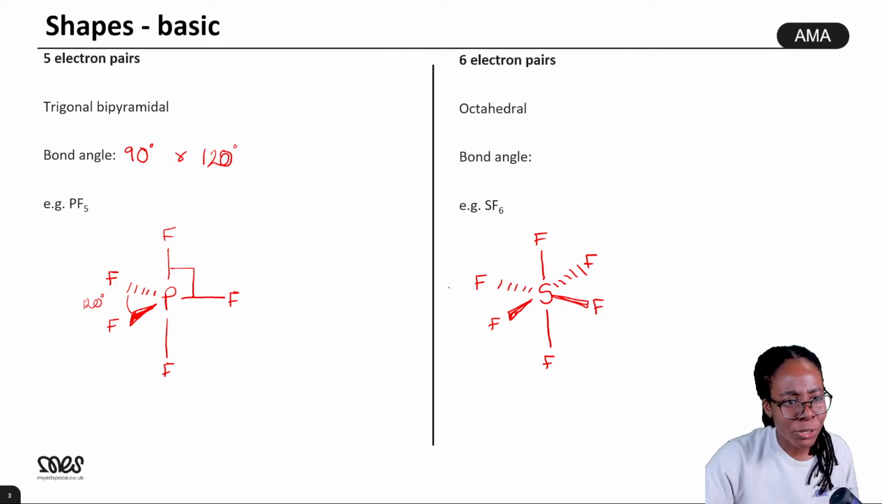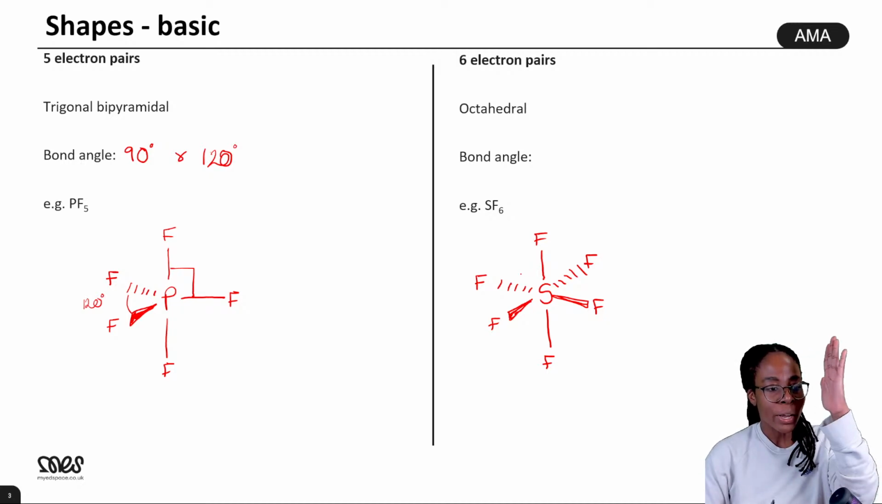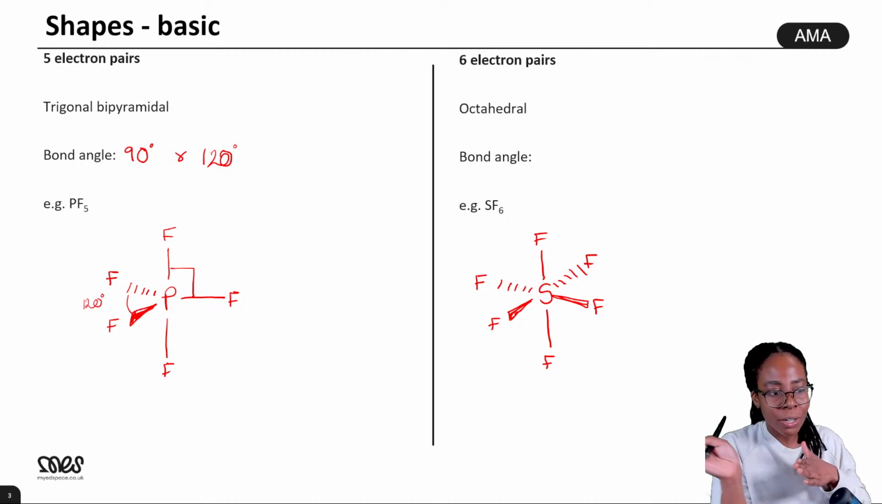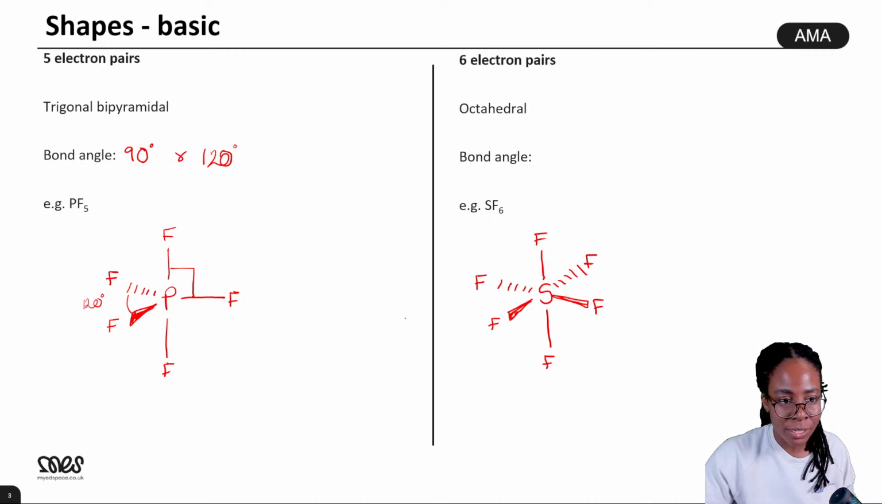Oh, sorry, A, what's your question? Our bond angles, they're all the same, and they're 90 degrees. Because going up and going like that, that's 90 degrees. And then the 4 around the middle, those are 90 degrees as well.